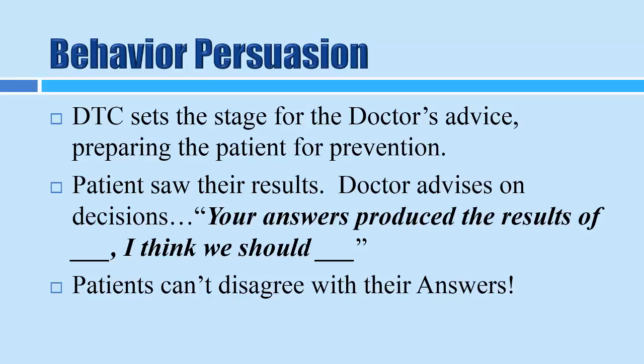Behavior persuasion. Diabetes Triple Check sets the stage for the doctor's advice by preparing the patients for prevention. The patients saw their results for themselves, generating questions about their health. When the doctor advises, the words are important to keep the accountability with the patients, like, "Your answers produce the results of blank. I think we should blank." With that format, patients can't disagree with their own answers.